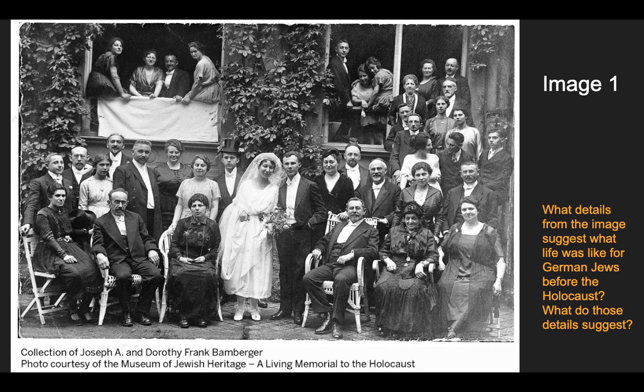This is a wedding photograph of Seligman and Elsa Buxbaum-Bamberger in Germany in 1921. Their family was Jewish and had lived in Germany for generations. Seligman was a teacher of chemistry at a high school for girls in Hamburg and a devoted leader of his synagogue. What details from the image suggest what life was like for German Jews before the Holocaust? And what do those details suggest?